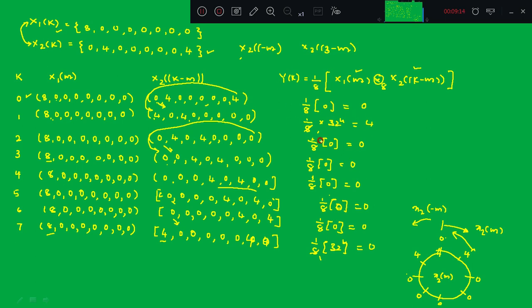So this is Y of k. Hence Y of k is equal to: first sample is 0, then 4, next 0, 0, 0, 0, then 0, and the last one is 4. So this is the required DFT.